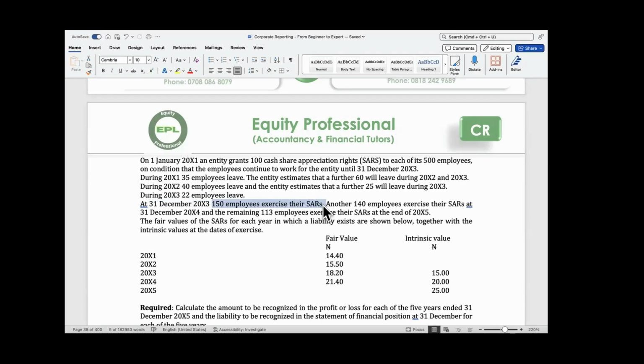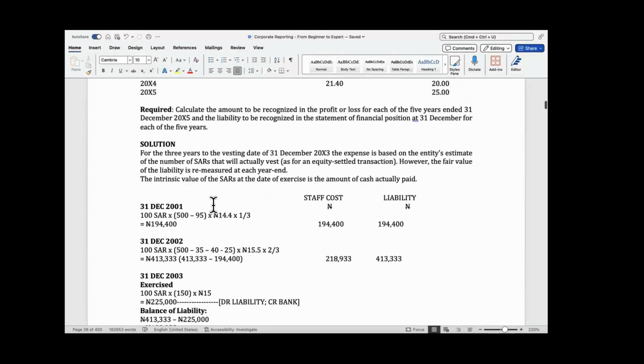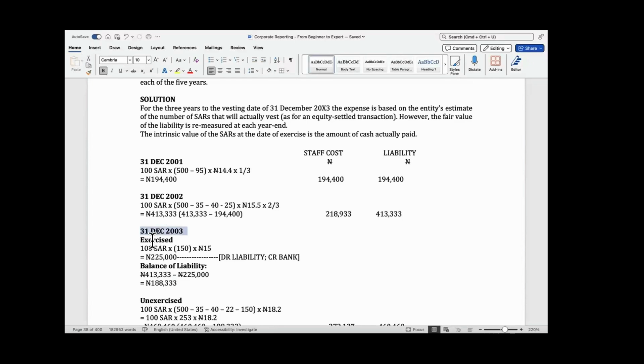So how much are we paying? That's the intrinsic value here. That's what the examiner will call the intrinsic value. How much we pay to the employee is the intrinsic value. So we are paying 15 naira to 150 employees. So at 2003, some employees had exercised. So 150 employees, each of them are going to get 100 each, multiplied by the intrinsic value of 15. That brings us to 225,000 if you punch your calculator.